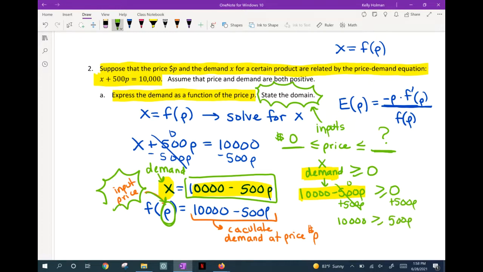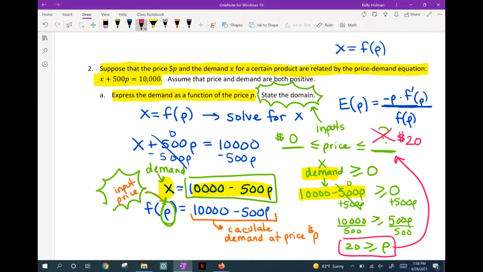Just divide both sides by 500. So 20 is greater than or equal to the price. So that's my upper limit on my price here. I'm going to come up and say the price can be at most $20. This scenario will only work for prices between $0 and $20. You can't go above $20.